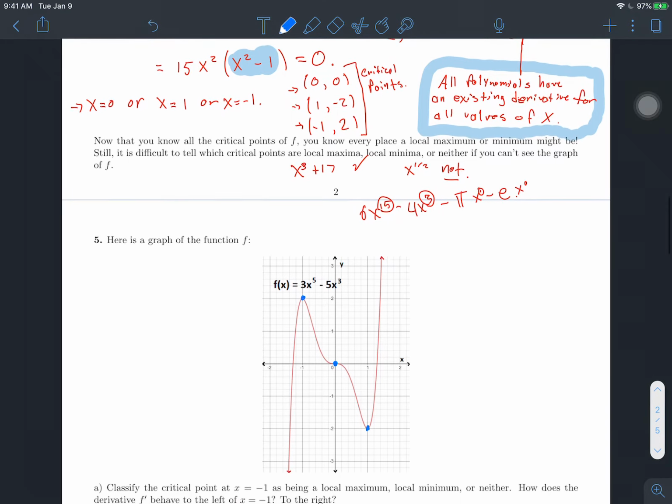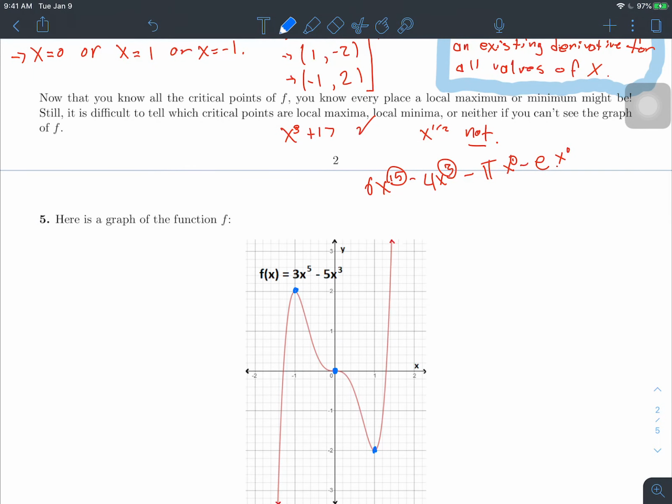Okay? So the critical points we have found are points on the graph where the tangent line has slope 0. If I draw the tangent lines at all these points, they will have slope 0.